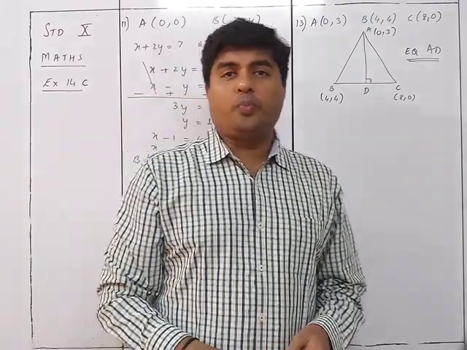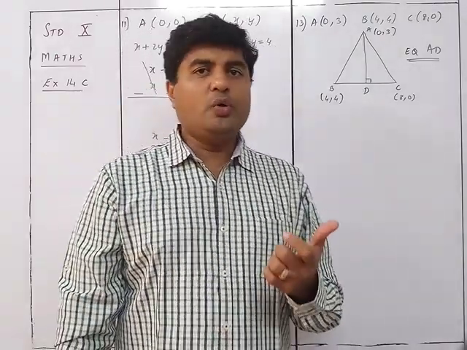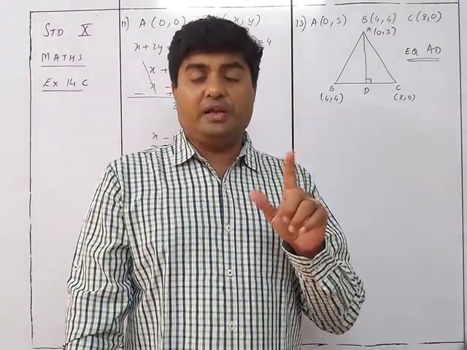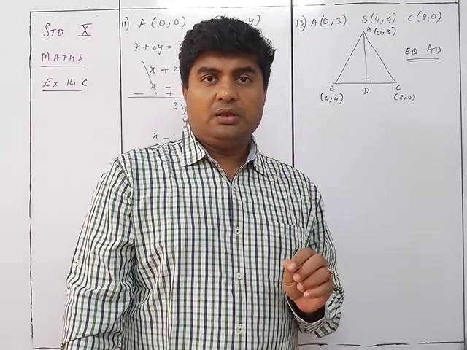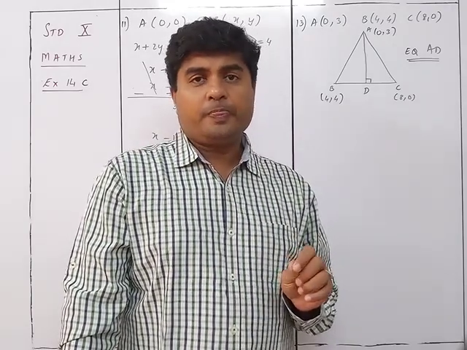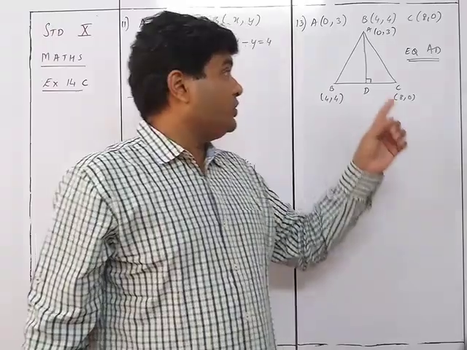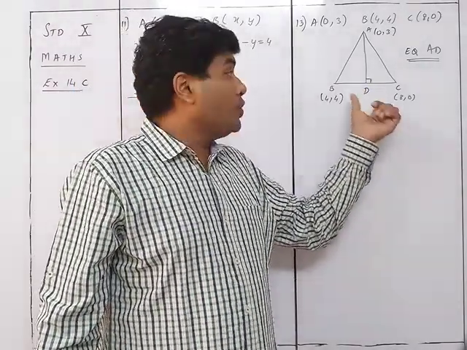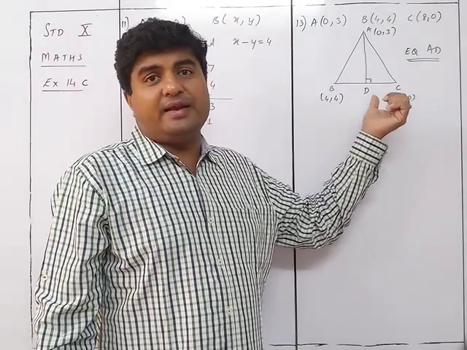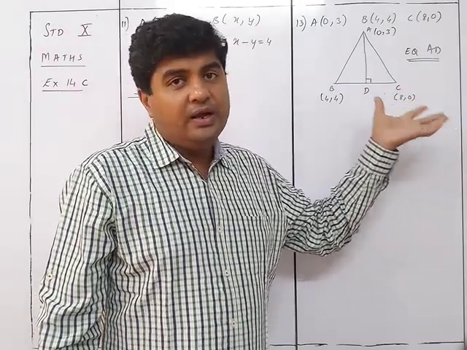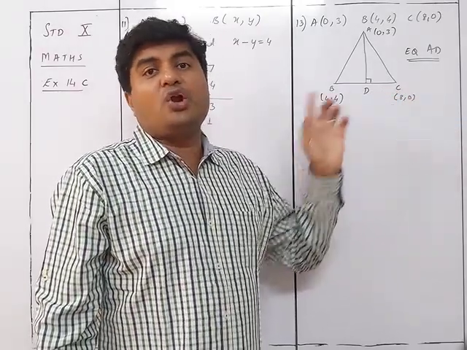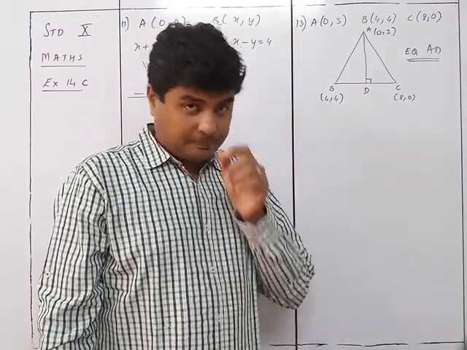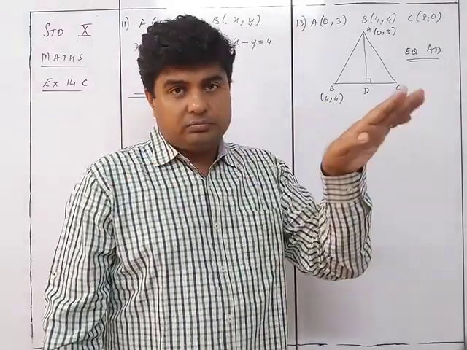I need 2 points A and D. Do I have it? I have got A but I don't have D. Can I find out D? Think it over. No, you cannot find out D because you are not given that this is a median. Neither do you know the section ratio, like 2:1 or 1:3. Nothing is given to you. So you cannot find out D.